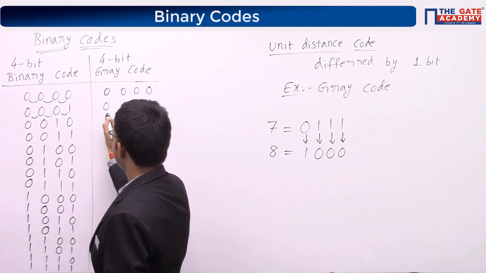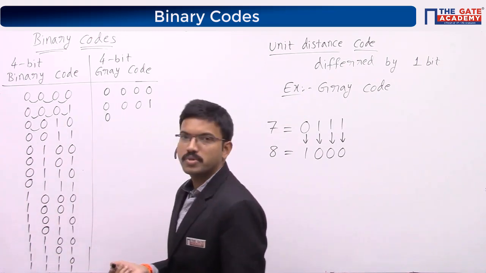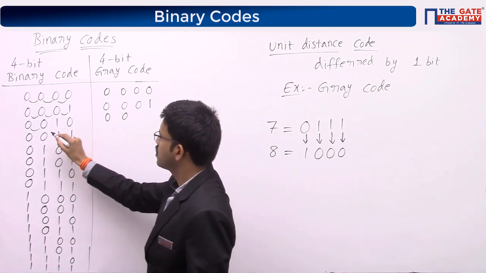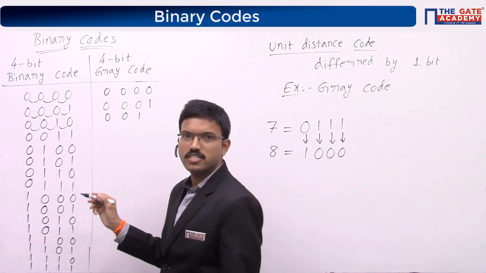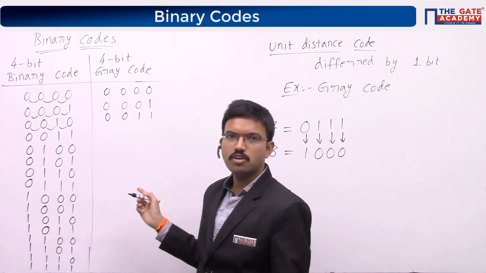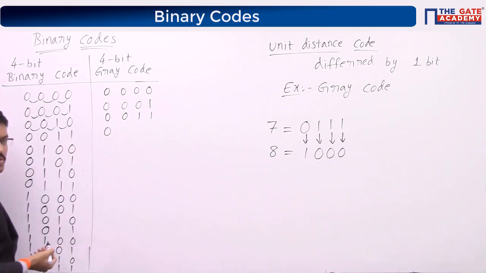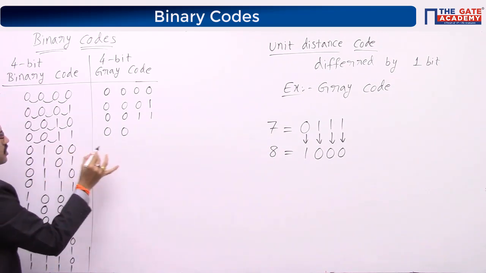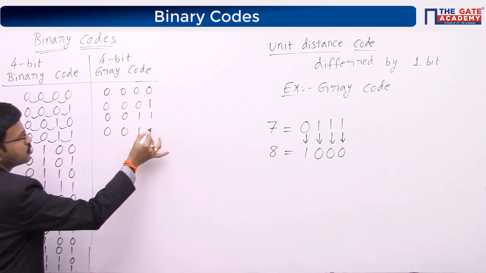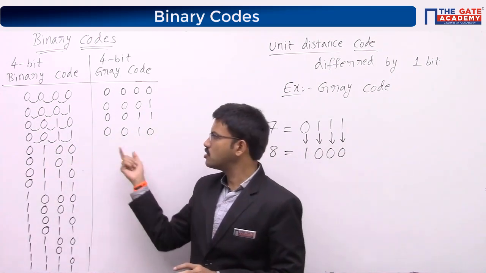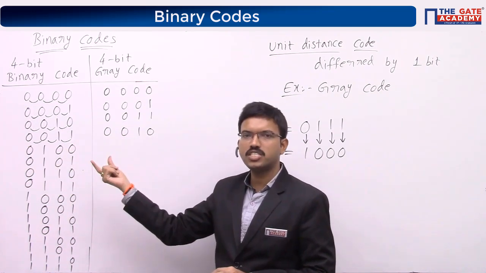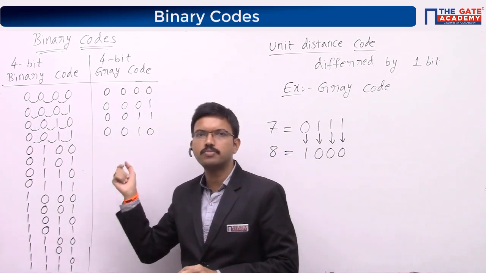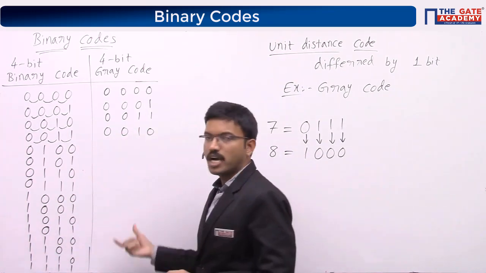Here MSB bit is 0. Now check two bits. 0 0, no change. 0 1, change is there, right? So output is 1. 1 to 0, change is there, so output is 1. Here MSB is 0, then check two bits, no change. 0 1, change is there. 1 1, no change, output is 0. For all the codes, first copy the MSB bit as it is and then check two bits. If there is a change, output is 1. If there is no change, output is 0. In this way, complete the tabular form.